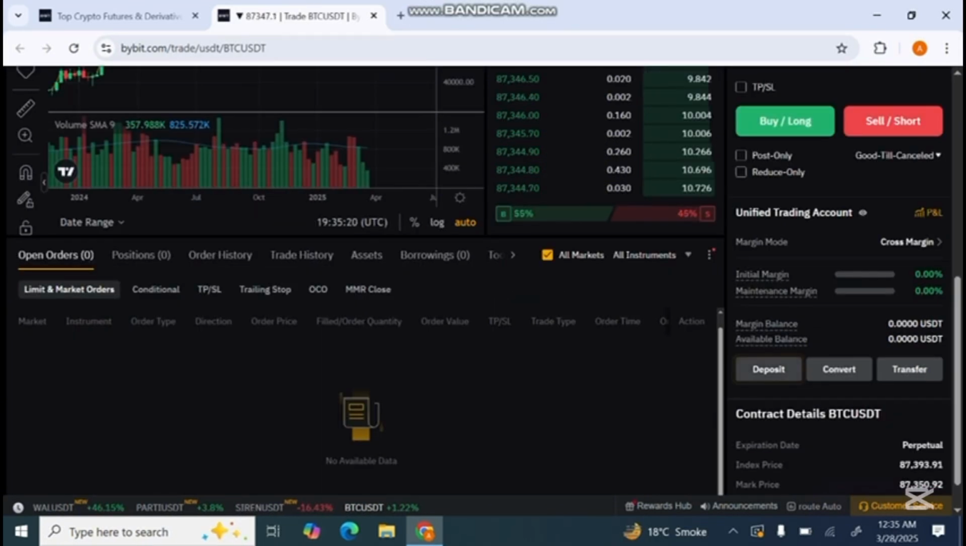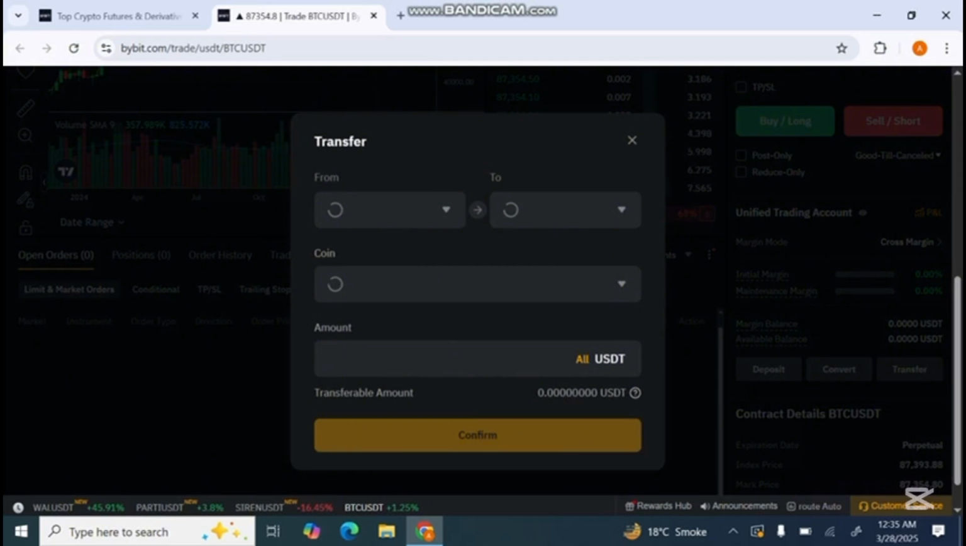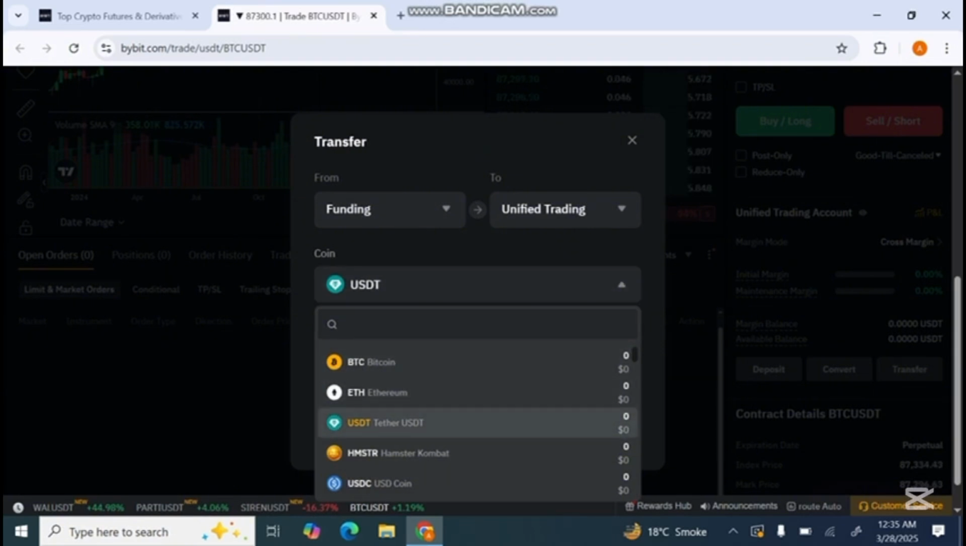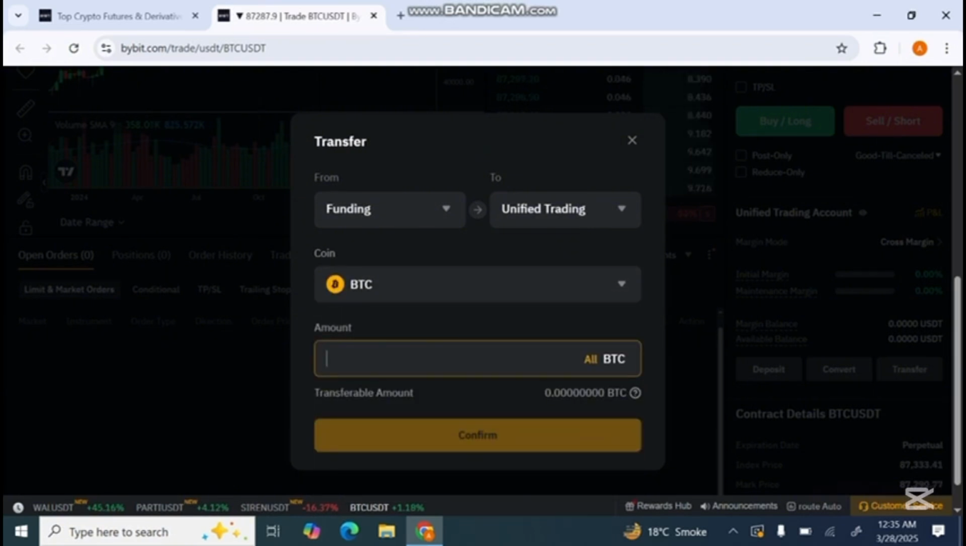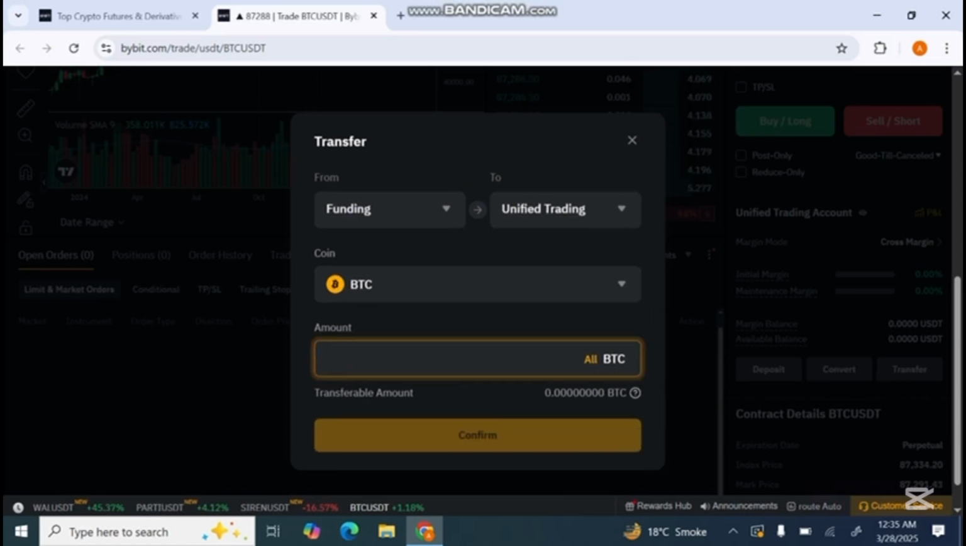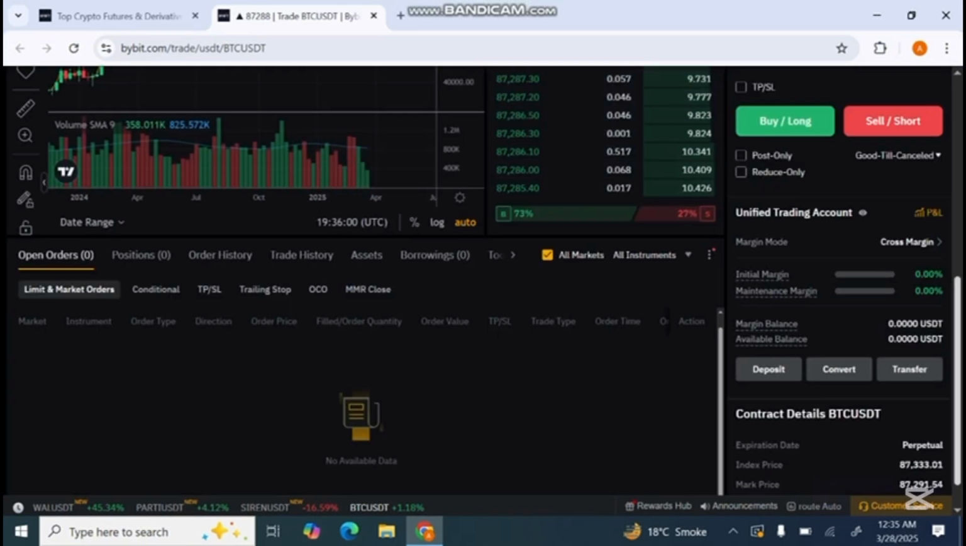Here you can also find the options deposit, convert and transfer. For depositing money you can use deposit, for converting you can use convert, and you can also transfer your money from one account to another through the coins. This transfer is happening from a funding account to a unified trading account. You have many options here, like Bitcoin, Ethereum. You can select any of these. I have just selected Bitcoin, and then you have to write the amount that you want to transfer. After writing the amount, you click on confirm, and that's how you do the transfer.